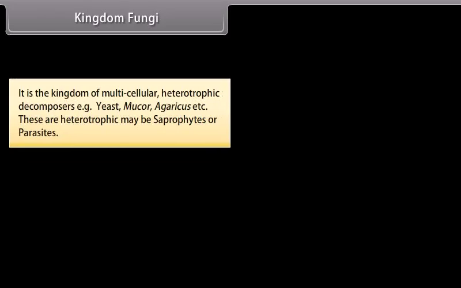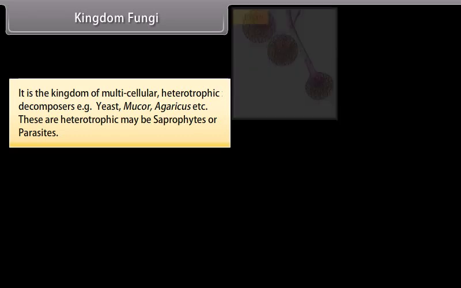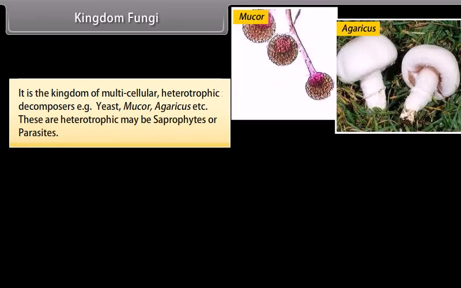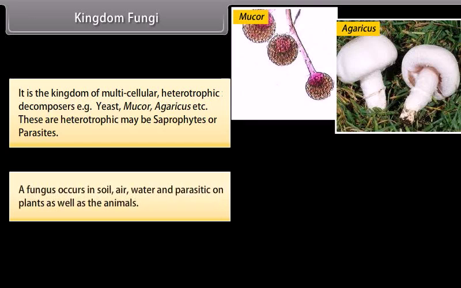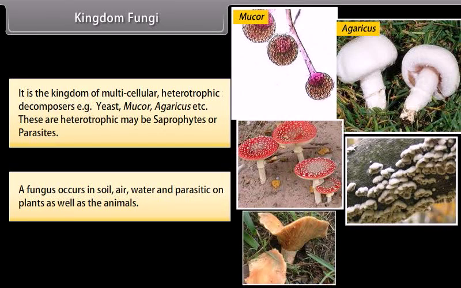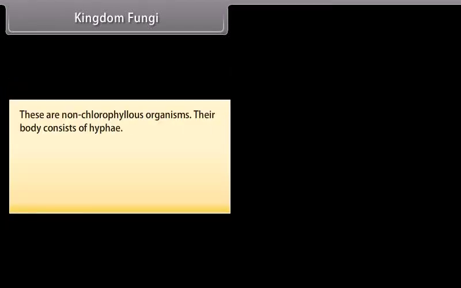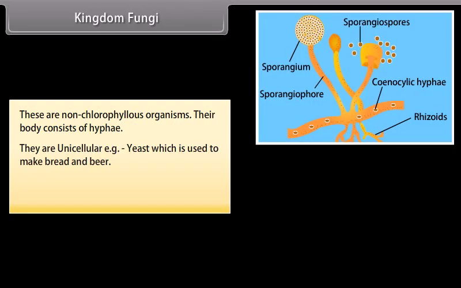Kingdom Fungi. It is the kingdom of multicellular heterotrophic decomposers. For example, yeast, Mucor, Agaricus, etc. These heterotrophs may be saprophytes or parasites. A fungus occurs in soil, air, water, and is parasitic on plants as well as animals. These are non-chlorophyllous organisms. Their body consists of hyphae. Some are unicellular, for example, yeast, which is used to make bread and beer.